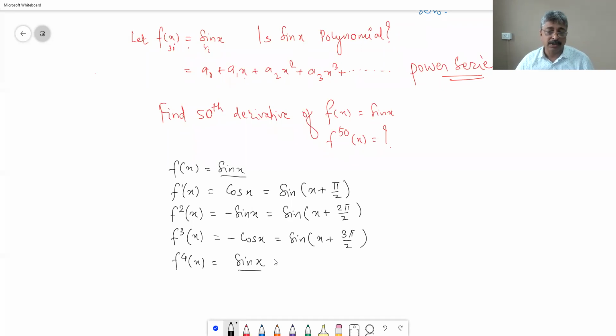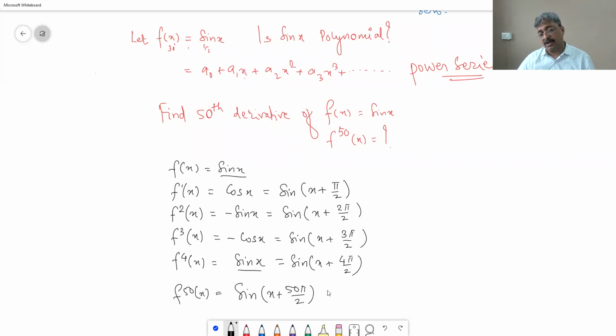Yes, minus cos x. And how much is sin of x plus 4 pi by 2? Sin x. Therefore, f of 50x is going to be sin of x plus 50 pi by 2. Whatever is that answer, it is 25 pi. 25 pi plus x. Whatever you get is going to be your answer. Check whether this is correct.